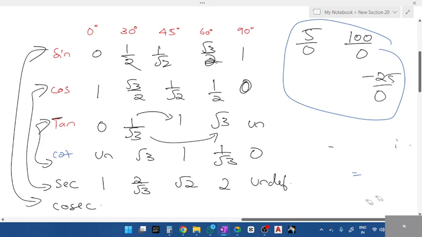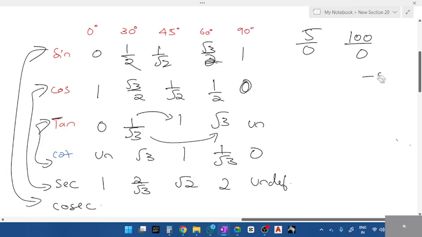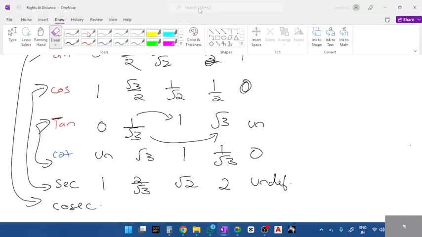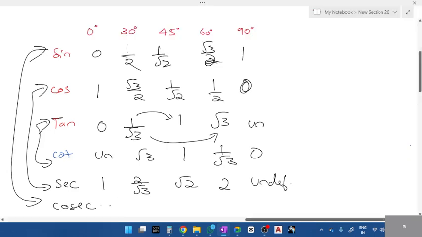Okay, what will be the cosec value? For cosec, how will you find it? It should be the reciprocal of sine. It is better to remember it as the opposite of sec. What is the opposite of sec? We have here undefined, then 2, root 2, 2 by root 3, 1.